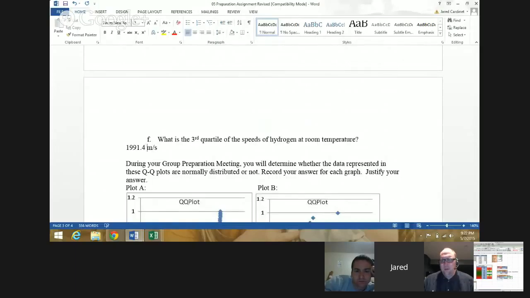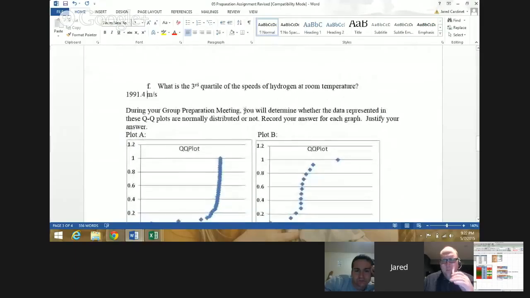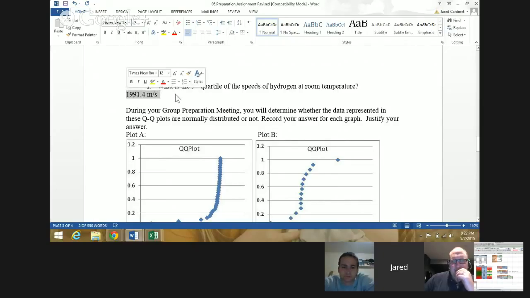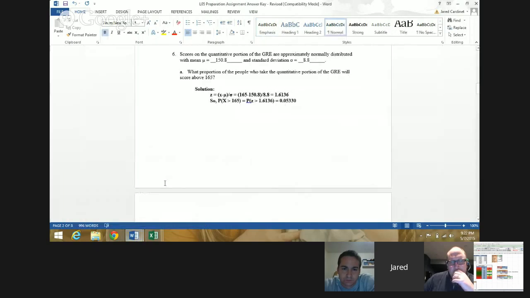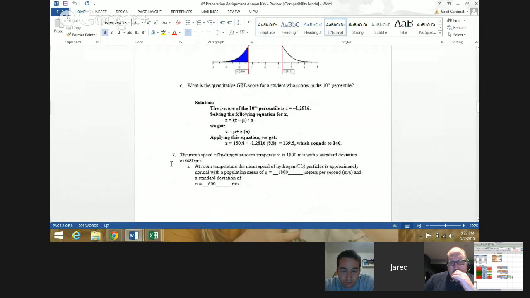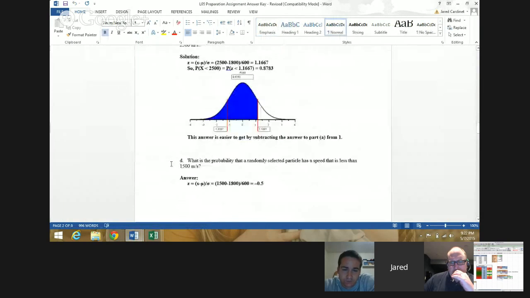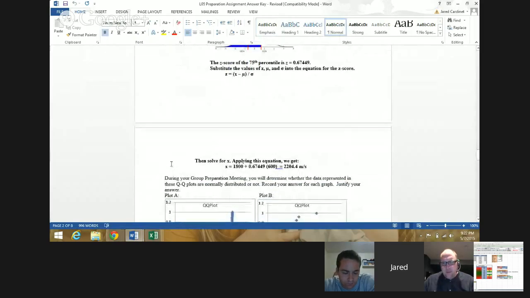That good? And you're checking that value, right? Are we looking for a percentile? Yeah, we're looking for the percentile. What is the third quartile of the speeds? Yeah, this is the third quartile. We just got it: 1991.4 meters per second. Right? Third should be 75. So you went to your chart, right? Yeah, we have something not quite right on that one. That's different from what the answer says.